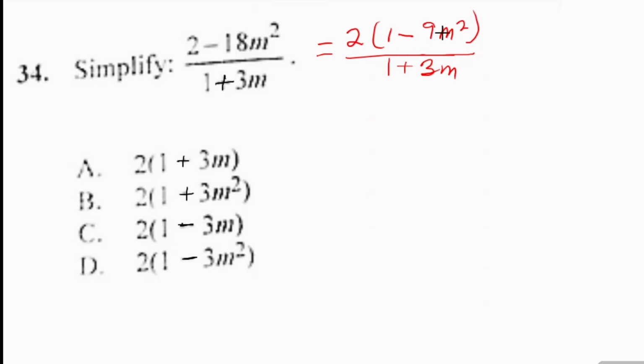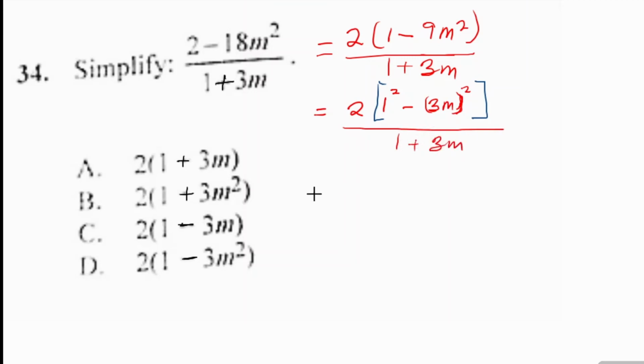Yes, this can be factorized because this is a difference of two squares. So that all of you can see it well, let me rewrite it as 2 multiplying 1 squared minus (3m) all squared. Can you see it now? Because 1 squared will give us 1, and (3m) all squared will be 3 squared, which is 9, and m squared, which is m squared. Then all of this over 1 plus 3m.